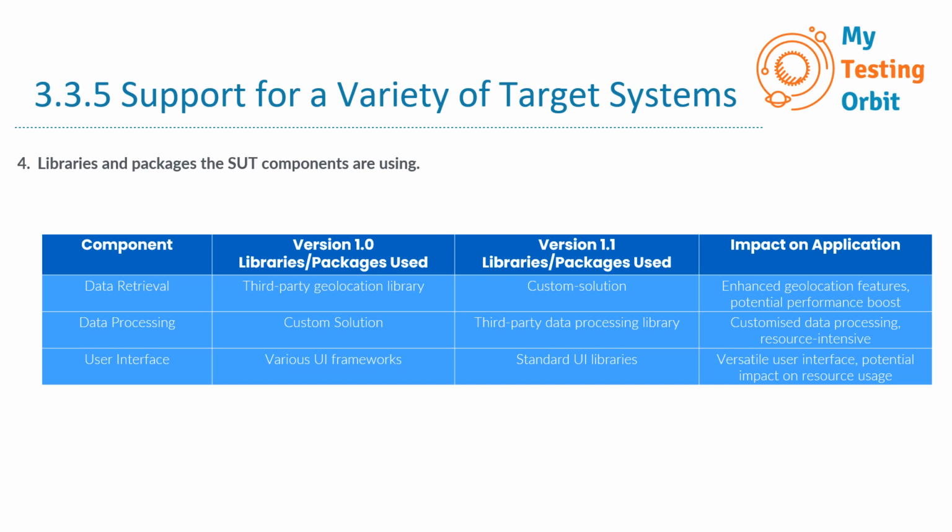Okay, so various libraries and packages may be used for specific functionalities. For example, one version of the application might use a third-party library for geolocation services, while another integrates a custom solution. So the choice of packages can impact the application's features, performance, and also resource consumption.